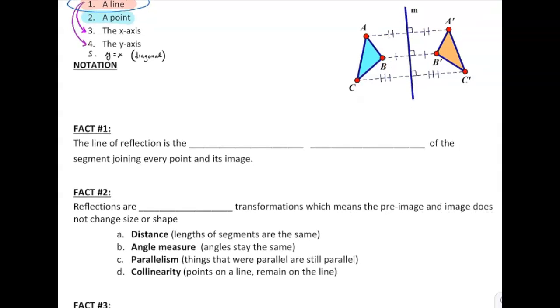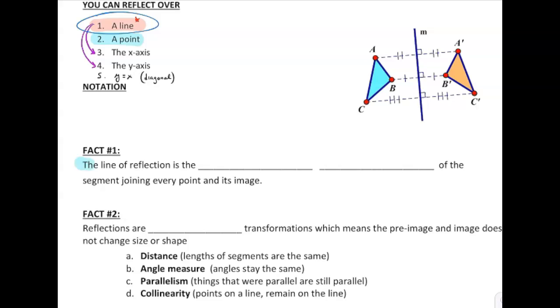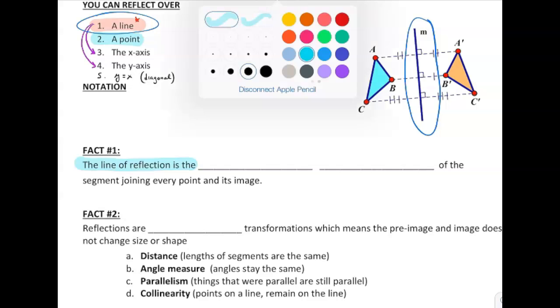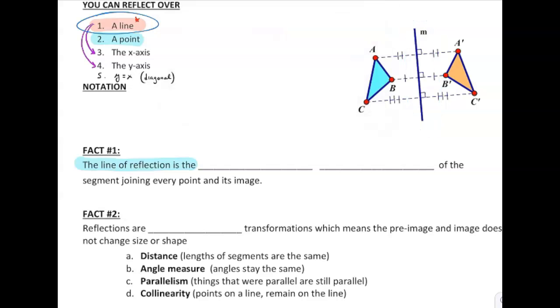First fact about line reflections. The line of reflection, right, so right here, the line of reflection, which is this, is the perpendicular bisector of the segment joining every point to its image. Now, had we started the year using the compass and doing constructions, I wouldn't have to explain this as much, but I'm going to start from scratch here.